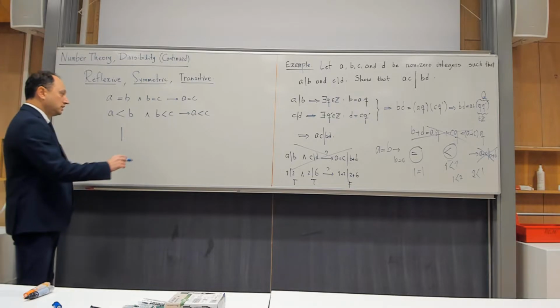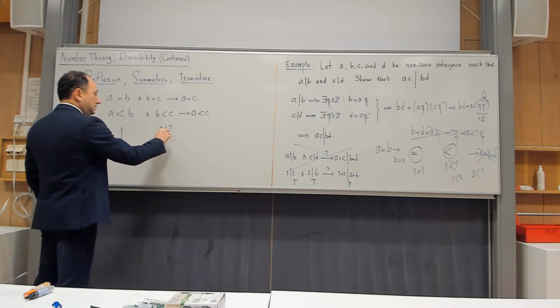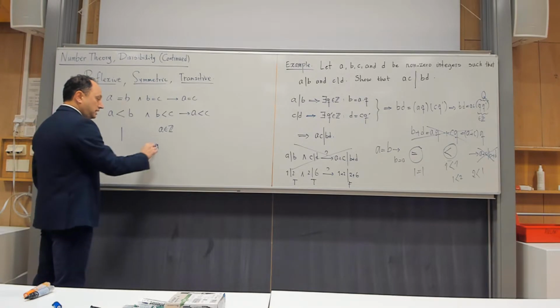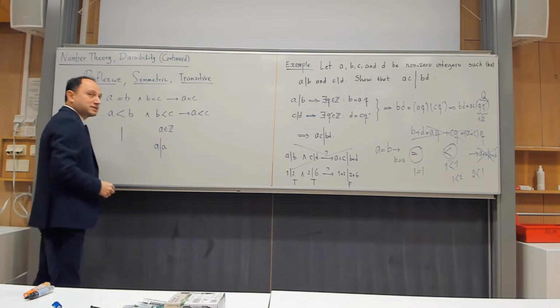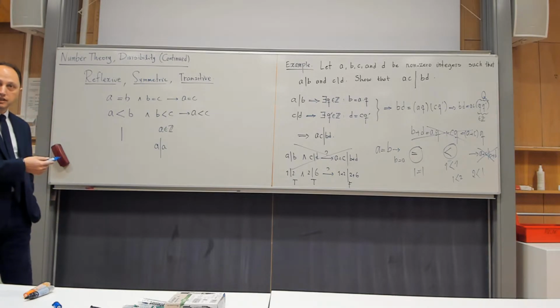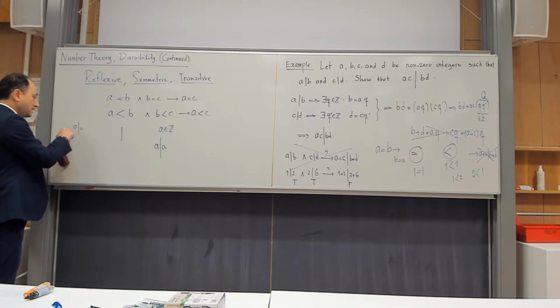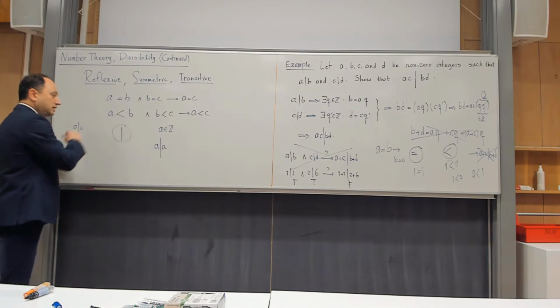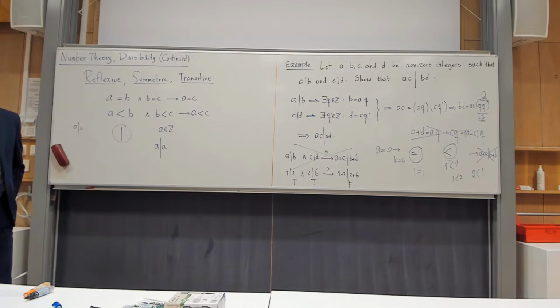So in principle, let us choose A in Z, whatever you want to. You need to answer this question. Is it true that A divides itself for every number? Yes, even 0. Do you remember we just started today that 0 divides 0 is also true. So we will say this relation is reflexive.